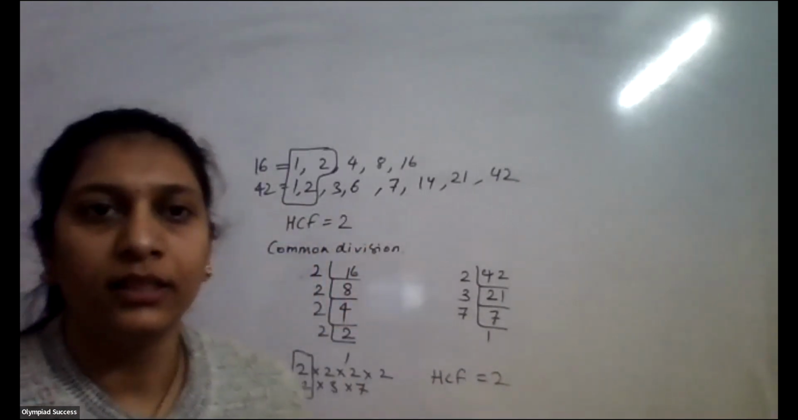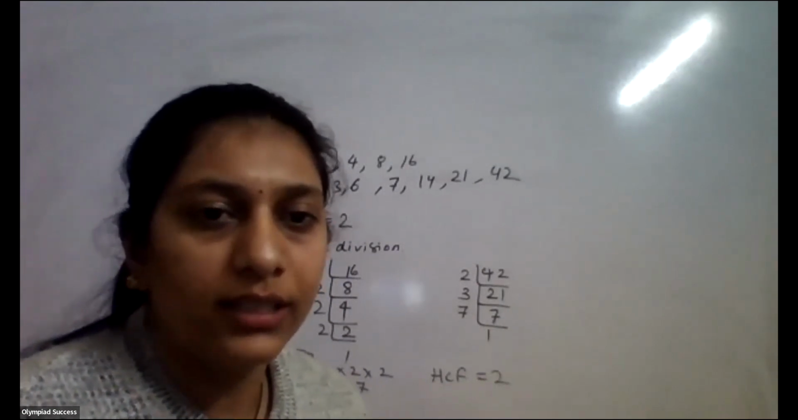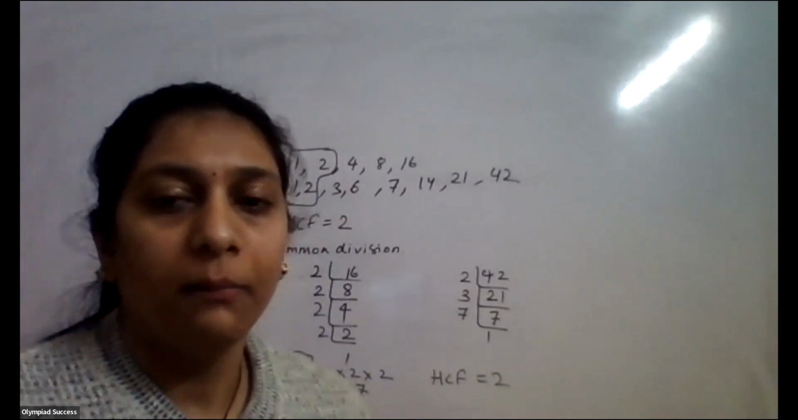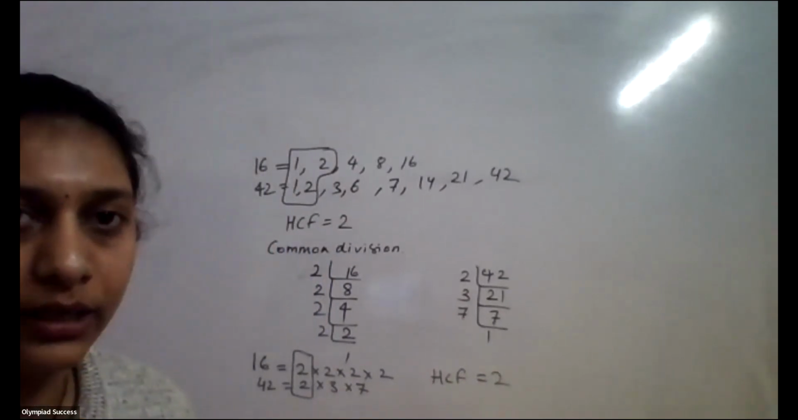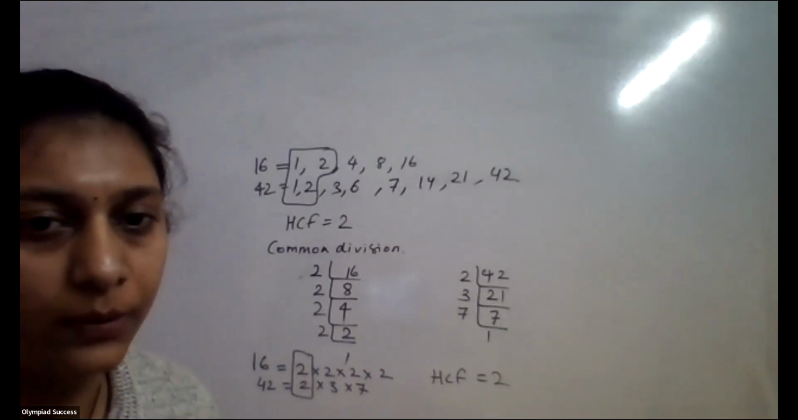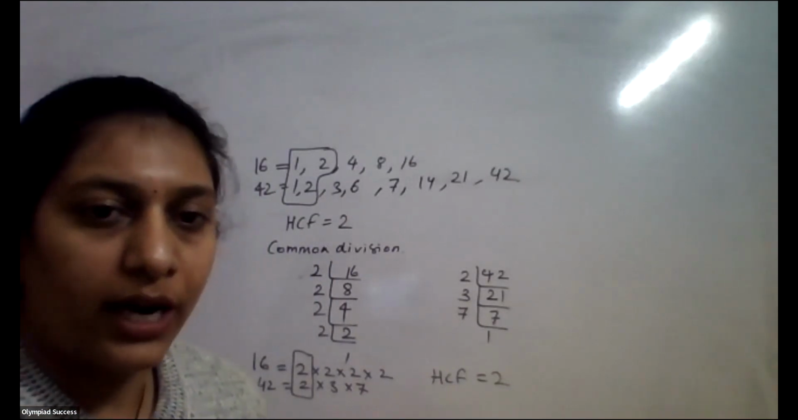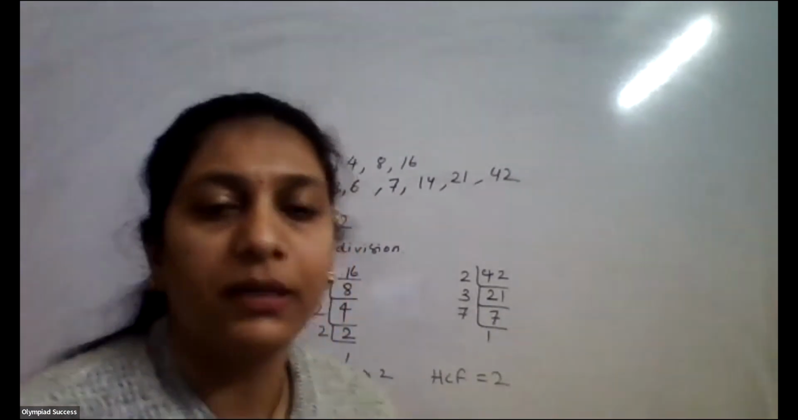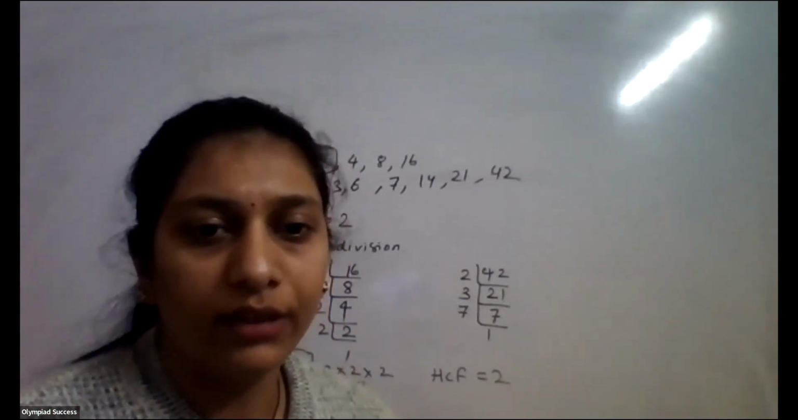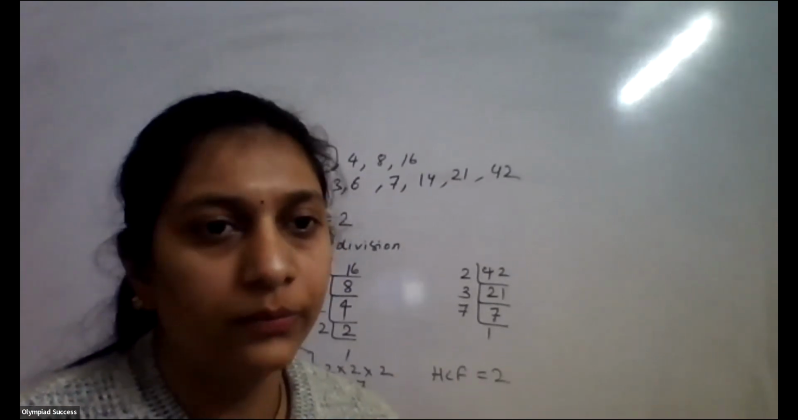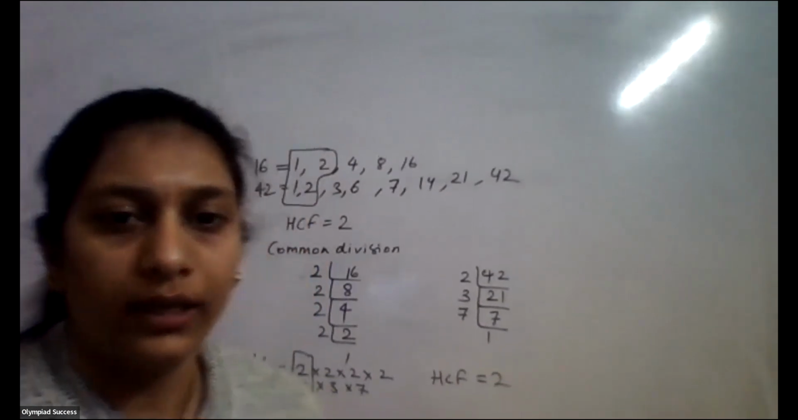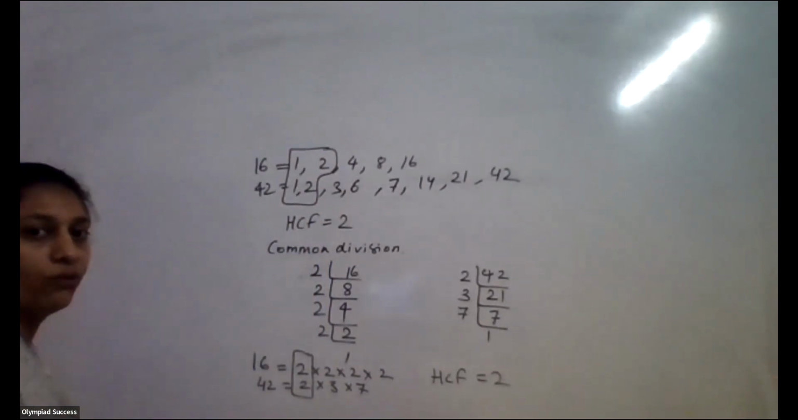Is it clear? Is there any doubt in this method? Because you have already read this method, so I'm not paying much attention to how to do it. Is there any student who is not clear how to find the common division? You can raise your hand or write in the chat that this method is not clear. Okay, Ishan, do you have a doubt or no doubt? Okay, no doubt.